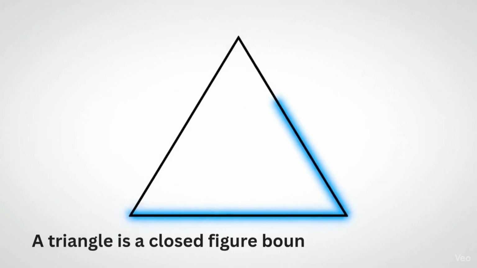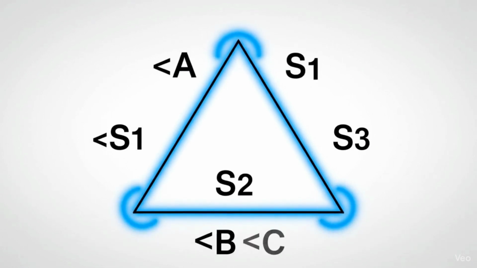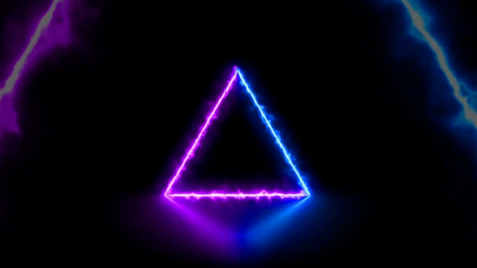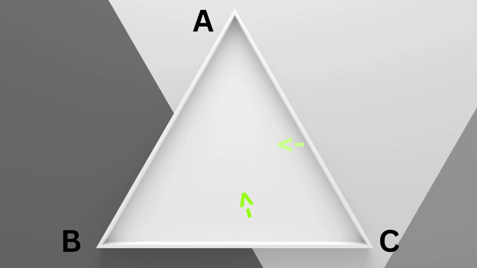A triangle is a closed figure bounded by three straight lines. These lines are called the sides of the triangle. Let ABC be any triangle. Here AB, BC and CA are the three sides.